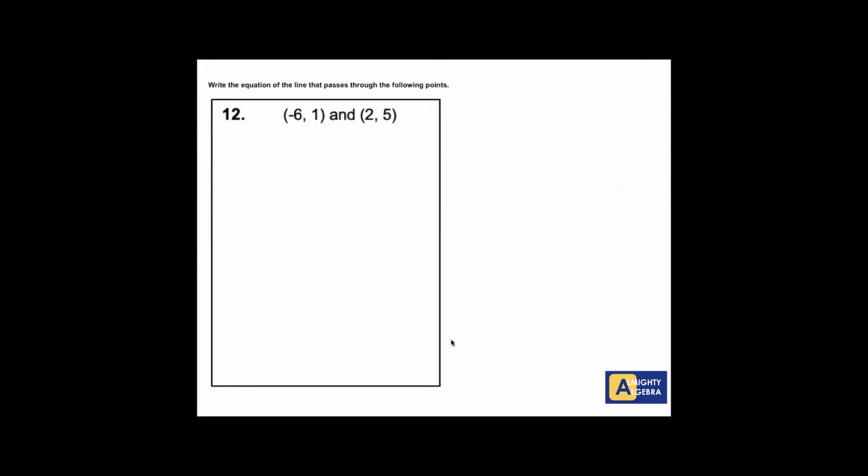The next problem that I will work out for you will be number 12. The directions for number 12 say to write the equation of a line that passes through the following points. In number 5, they gave us the slope, but in number 12, they don't give us the slope. So our first task in this problem should be to find the slope. We need to know the formula for slope.